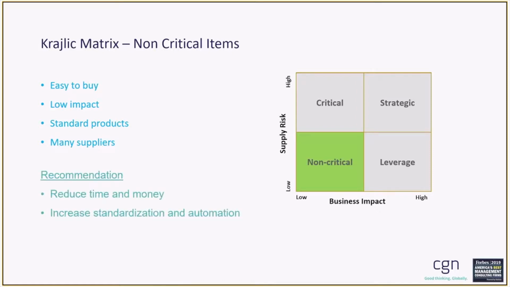The recommendation for a business with non-critical items using the Krajlic Matrix is to reduce the time and money dedicated to purchasing non-critical items. By focusing on design, a business can standardize the non-critical items as much as possible, increasing purchasing automation for standardized products and decreasing the number of non-critical products ordered will help achieve a more favorable design.